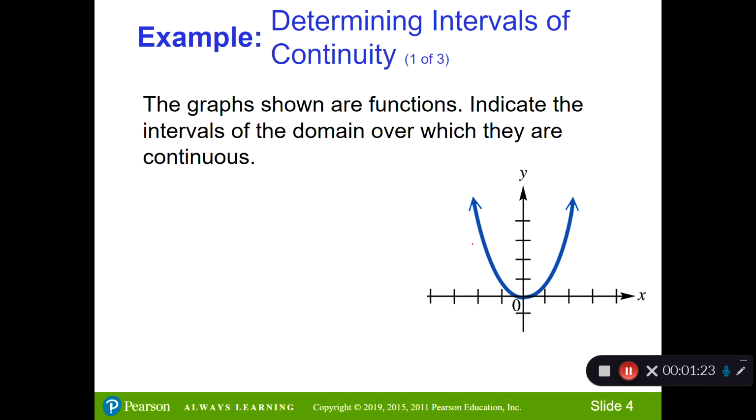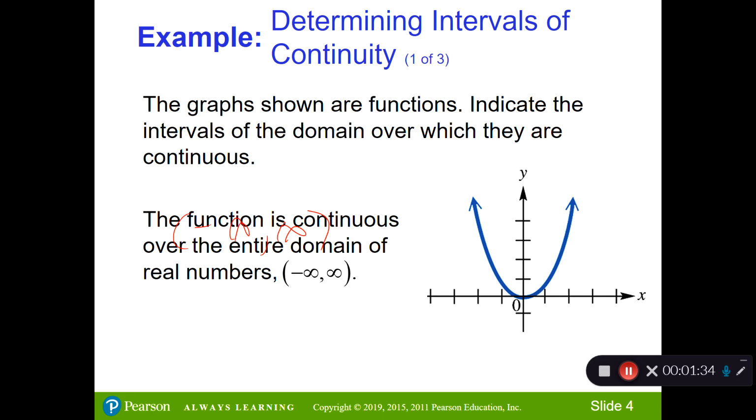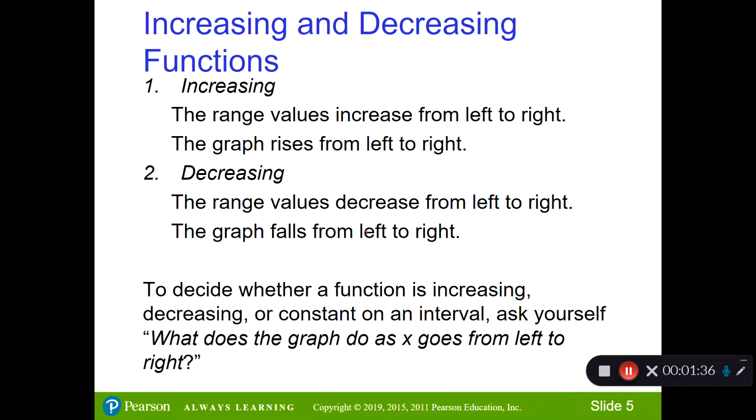So here, I am able to draw this graph completely without lifting my pen from the paper. So this would be continuous from negative infinity to positive infinity over its entire domain, all real numbers.